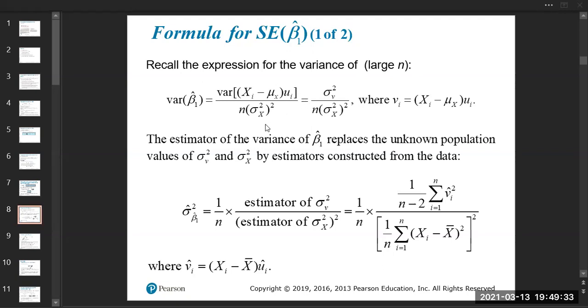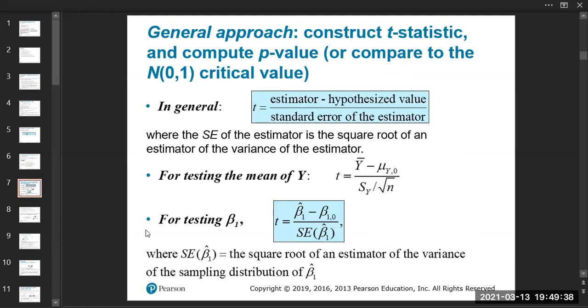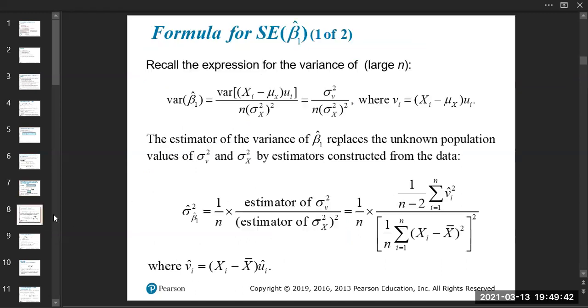All right, pay attention. Page 7 is very, very important. You need to make sure you understand everything here. Page 8 is the process of how to get the standard error. Page 8 is not required. Don't freak out.